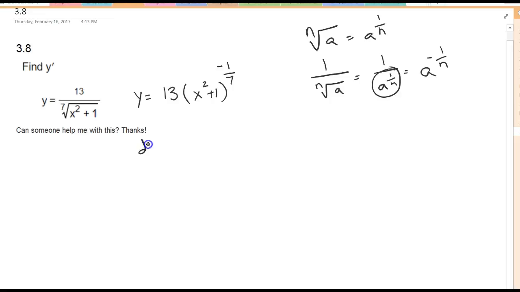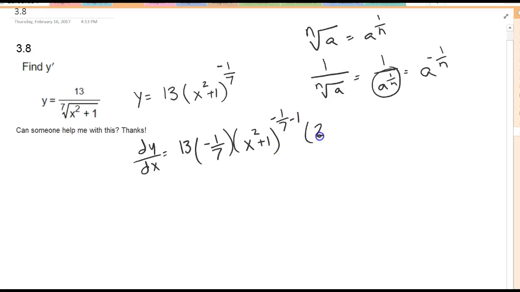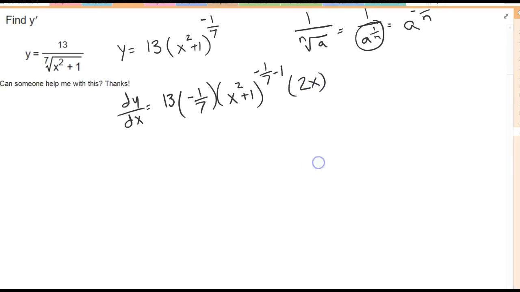So then taking the derivative, we could do the power rule in combination with the chain rule. So I have 13 times minus 1/7 times x squared plus 1 to the minus 1/7 minus 1 times the derivative of the inside, which ends up being 2x. So cleaning this up a little bit, I have minus 26 over 7 x times the quantity x squared plus 1 to the minus 8 over 7. Right? Minus 1 minus 1/7 gives me a minus 8 over 7.